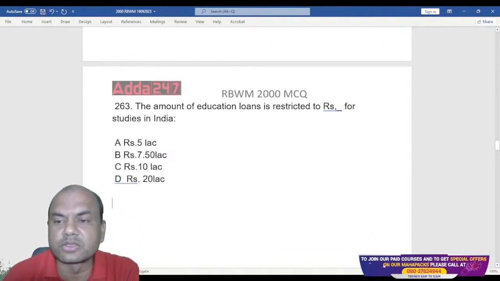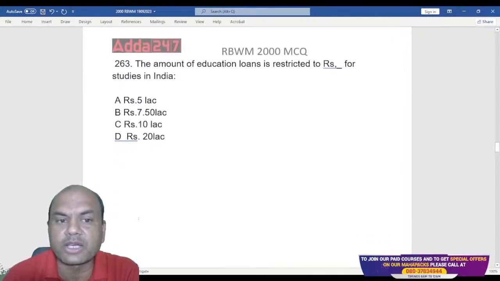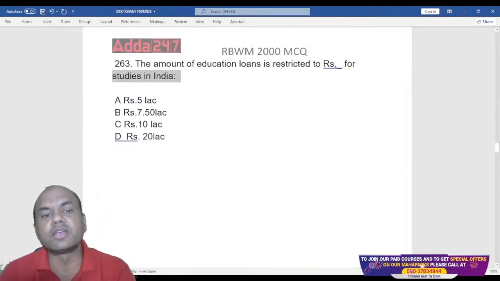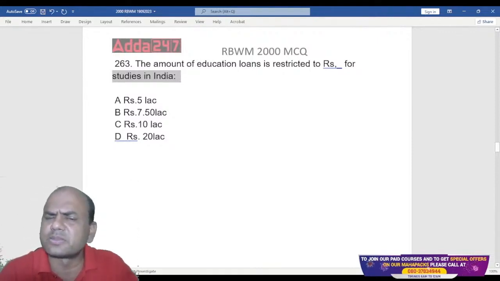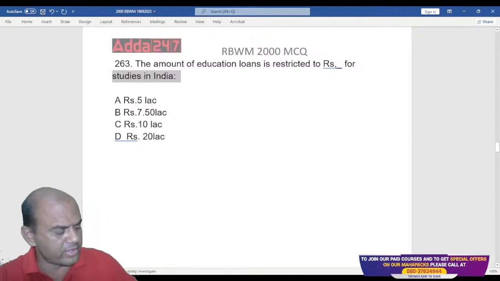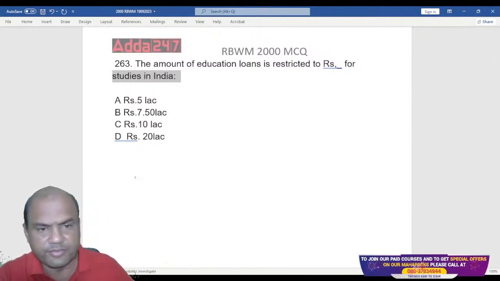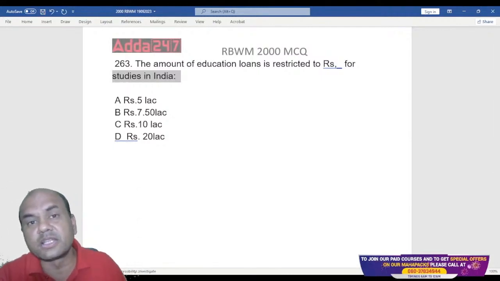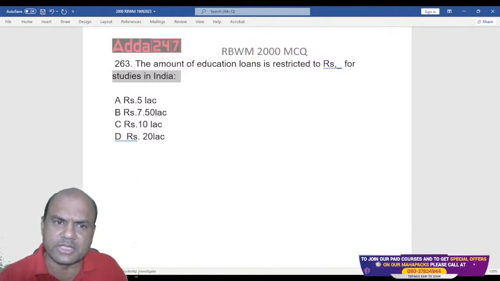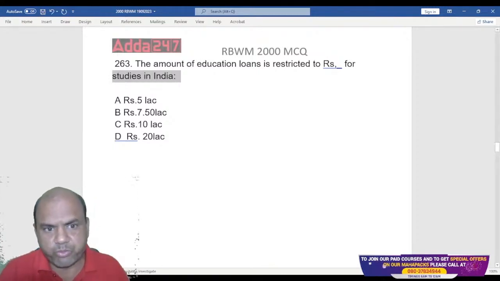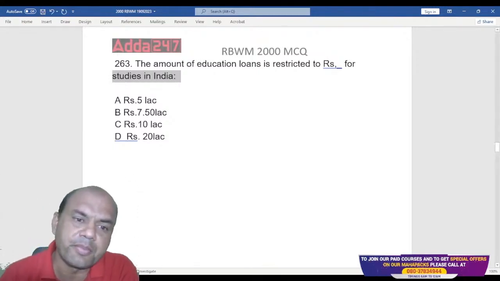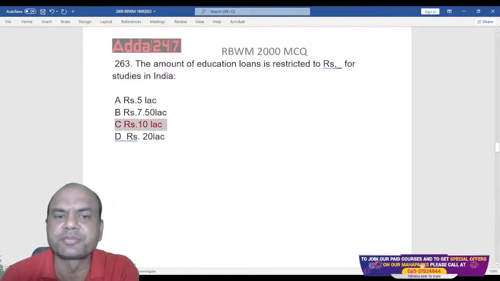The amount of education loans is restricted to dash for studies in India. So in India, what is the maximum amount of education loan? 5 lakh, 7.5 lakh, 10 lakh, 20 lakhs. Now this is a simple answer. What is the answer over here? Education loans in India. Immediately I'll be asking you about abroad also. The answer is 10 lakhs. Education loans in India are restricted to 10 lakhs.